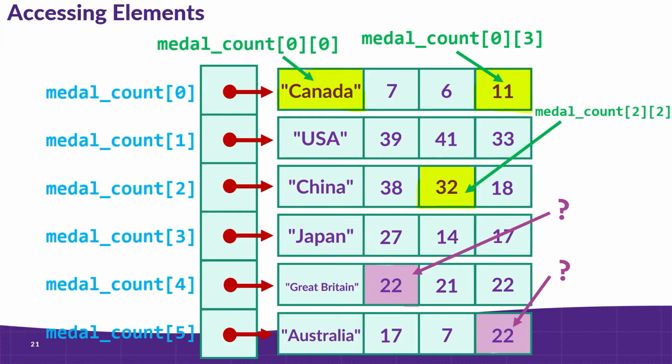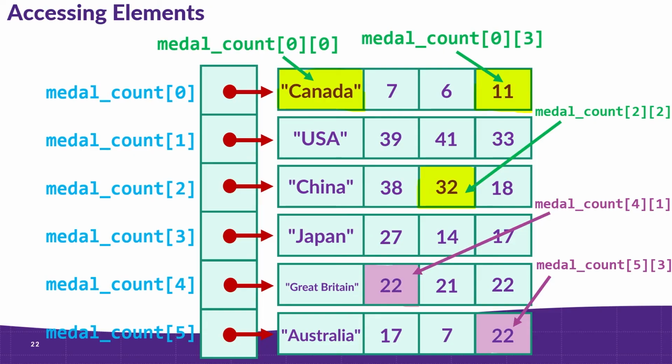And we're back. Let's take a look at the solutions. So to access the gold medals for Great Britain, we would say medal count[4], which gives us the fifth list. And then we would say [1] to get the second value, which is the number of gold medals. For Australia, it would be medal count[5], which would be the very last list in our list of lists. And we would say [3] to get the last value, which is the bronze medals in that list.